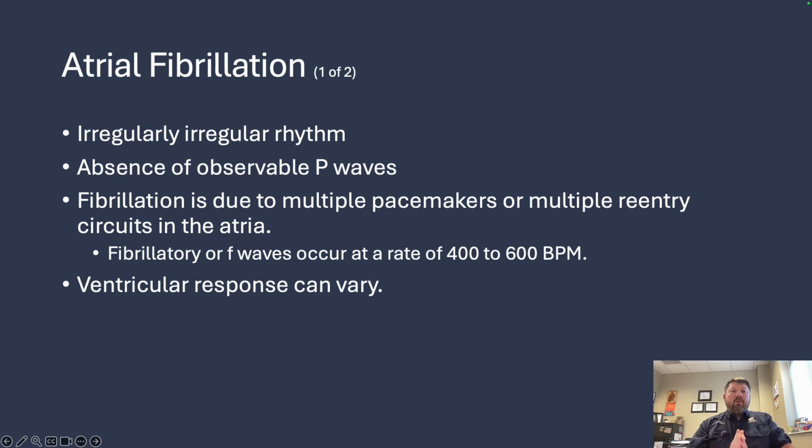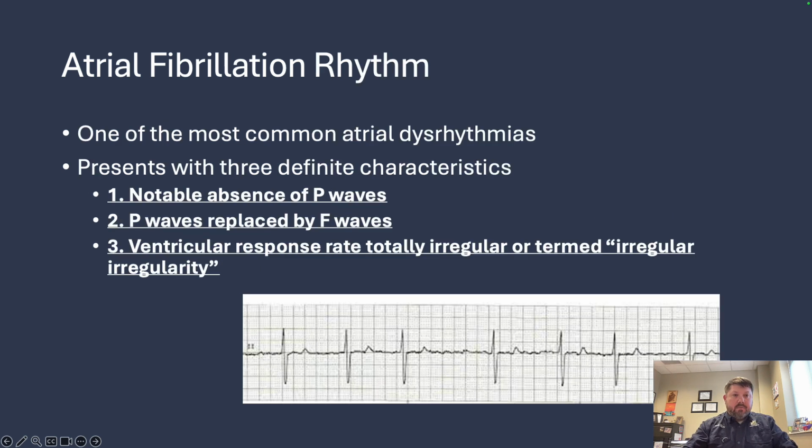So, some key points with atrial fibrillation. It will always be an irregular rhythm. You will always have an absence of P waves. There will not be any P waves. And you will have a fibrillating baseline. The fibrillation is due to multiple pacemakers trying to create a wave of depolarization, but they can't. The ventricular response will vary based on what the AV node allows through.